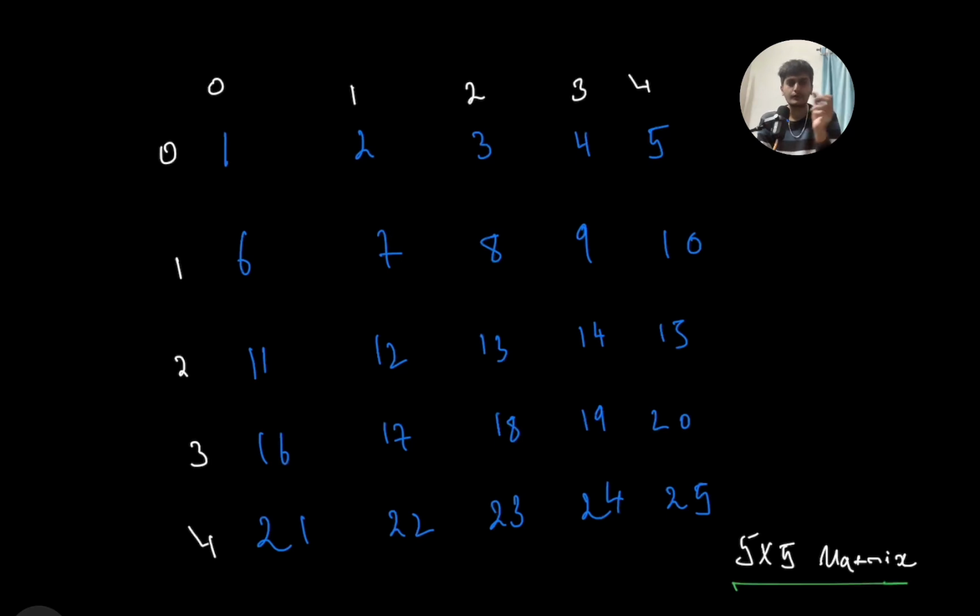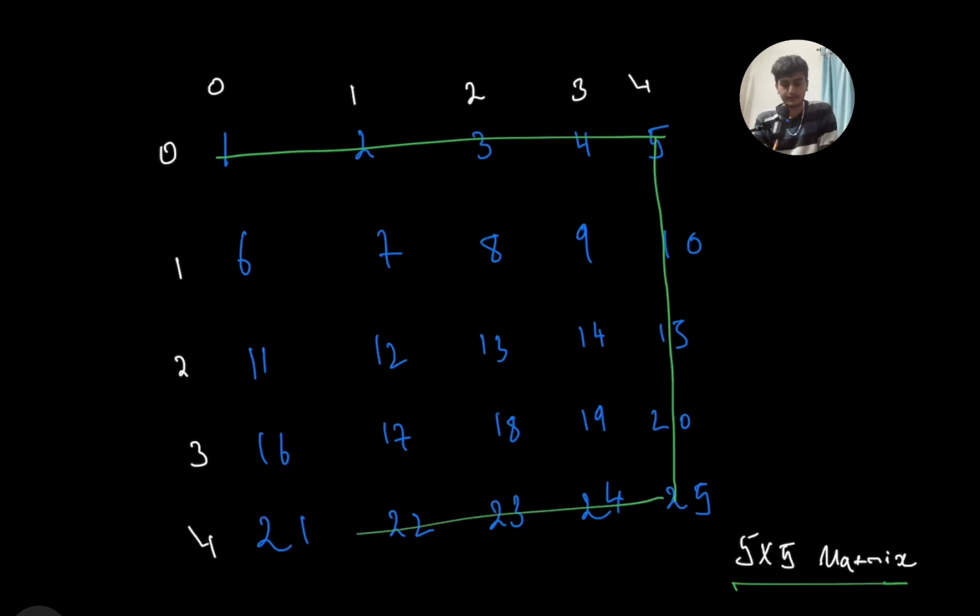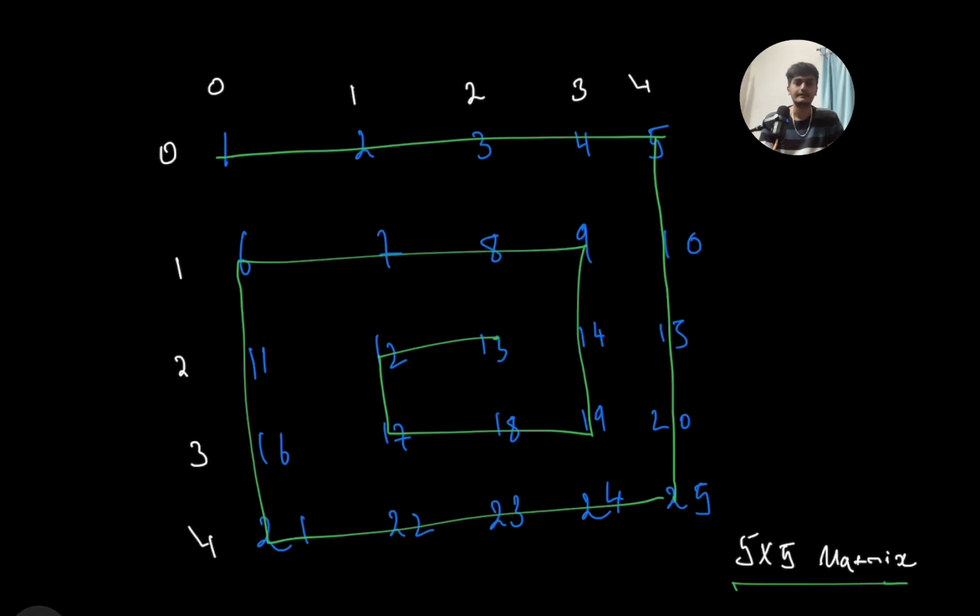So how are we going to traverse? We're going to start from here, then we go down, then we'll do this, and this. This is how we are supposed to traverse inside this matrix. Now we have to just observe some things. What can you observe here? Let me tell you.